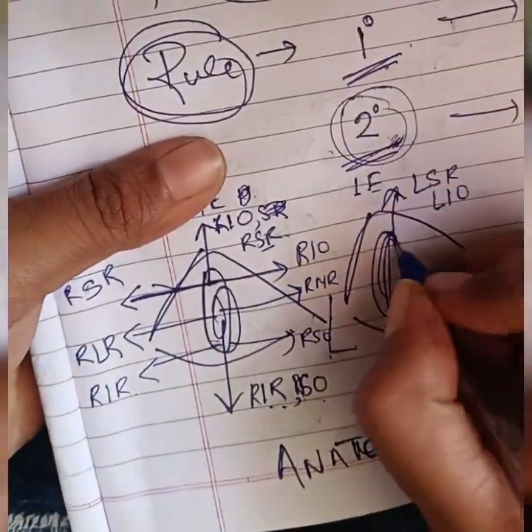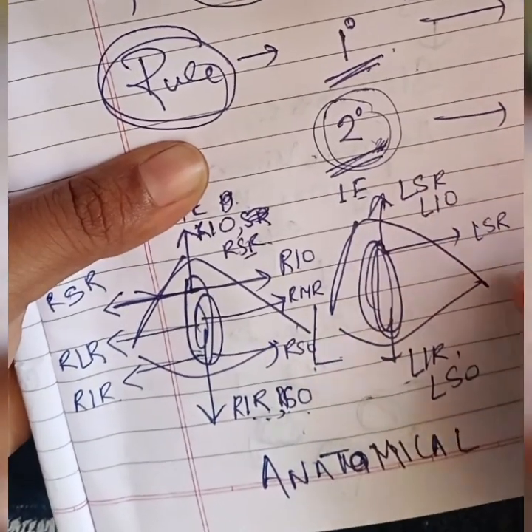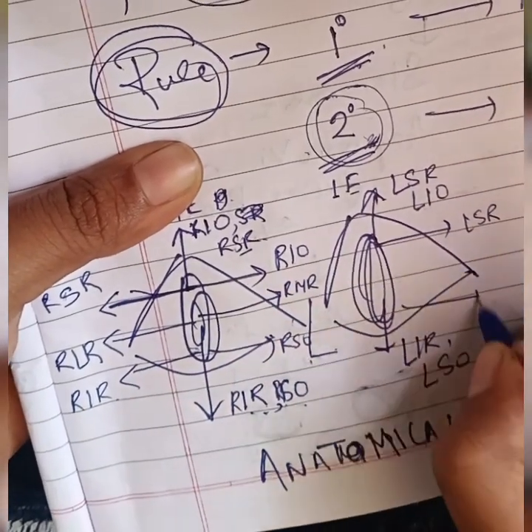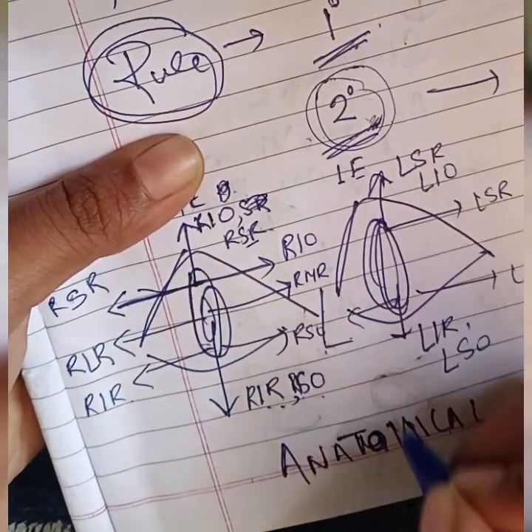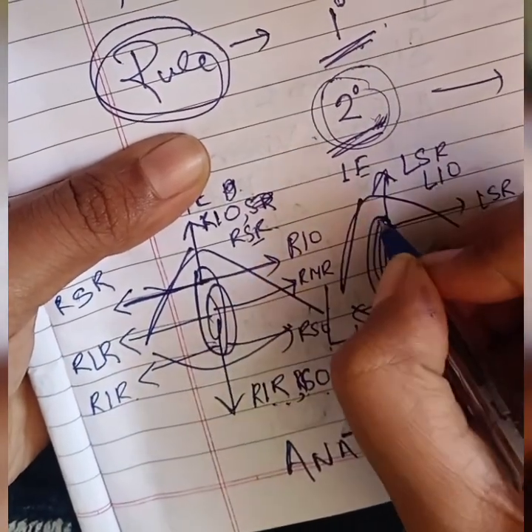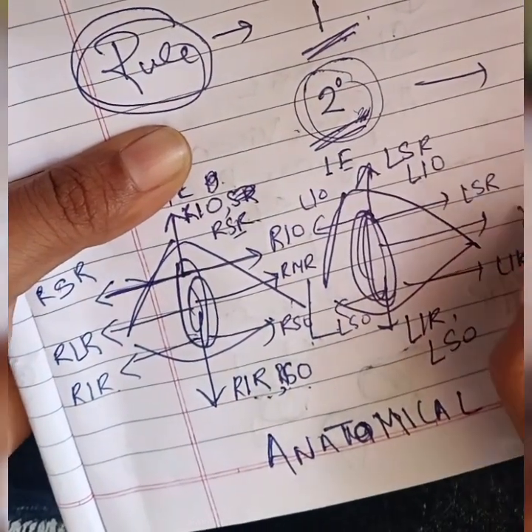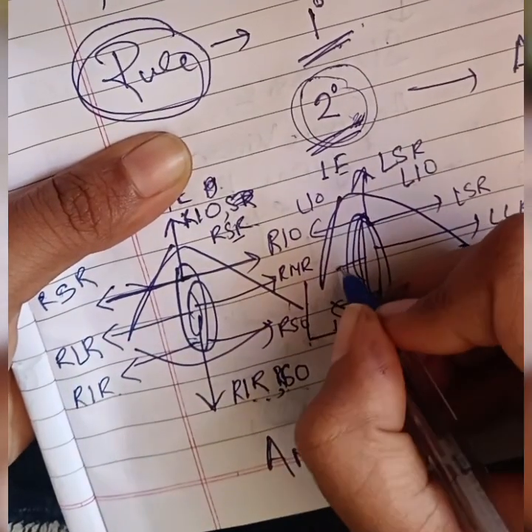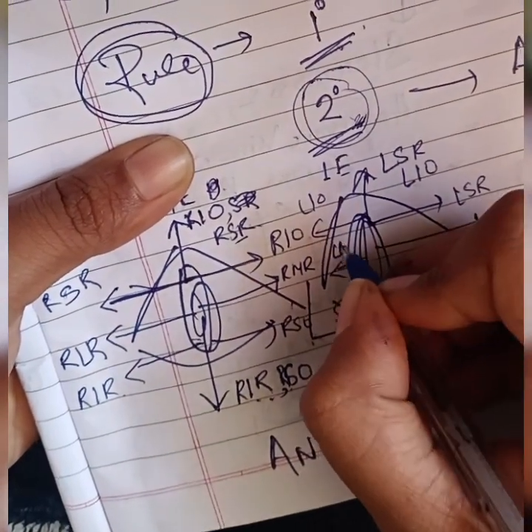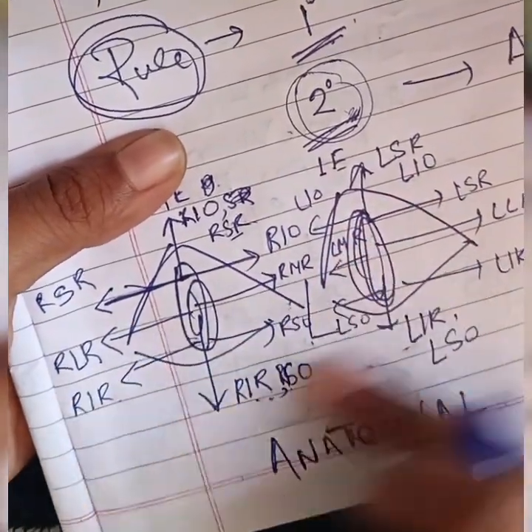Similarly over here, your left superior rectus will do abduction, your left inferior rectus will also do abduction, then left superior oblique will do adduction, left inferior oblique would do adduction. Other than that, abduction is also done by your left lateral rectus, and adduction is also done by your left medial rectus. So these are all your anatomical actions.